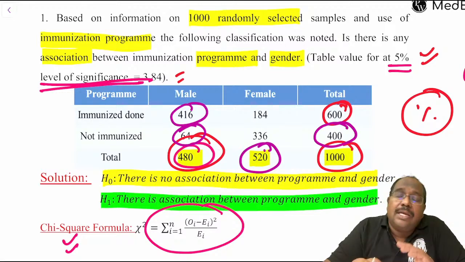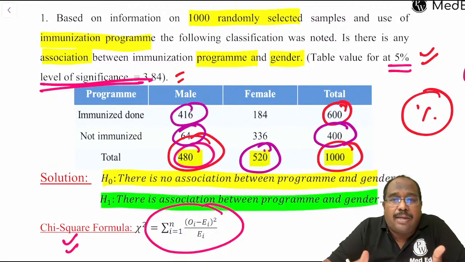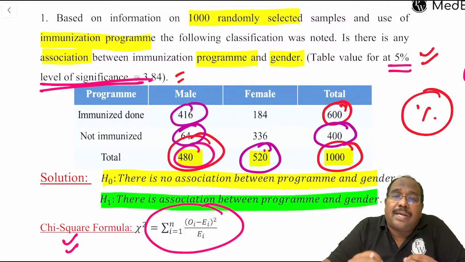Since it's qualitative data, it comes in percentage, guys. Immunization done, not done, male, female, that is qualitative. So then I am going to do the chi-square test. What is the formula? Summation of observed minus expected whole square by expected. This is summation for every cell we have to calculate. The chi-square value is 273, what we have calculated.